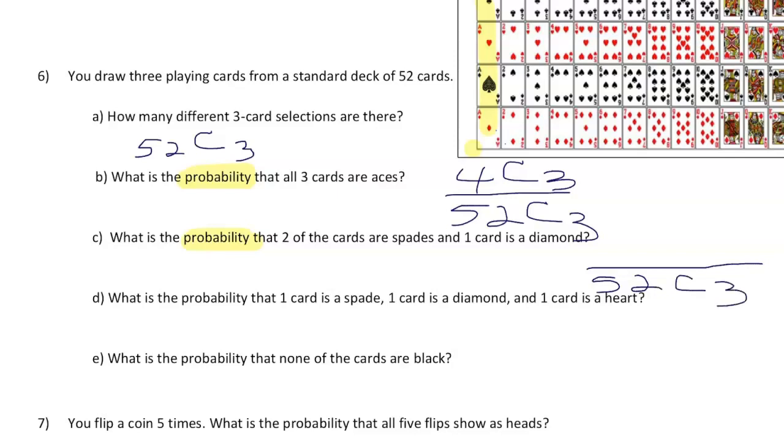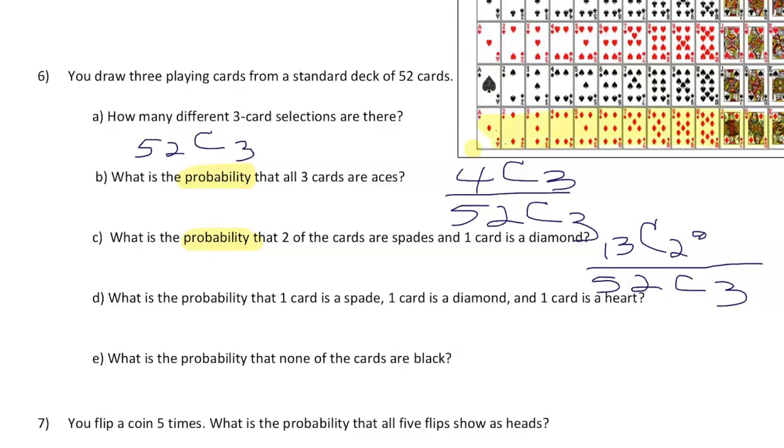Remember, order does not matter. Then if you know that 2 of the cards are a spade, well, the spades are all of these, right? There are 13 of them. So out of that hand, 13, I'm going to choose 2 times, and I need 1 card to be a diamond. So let me erase the spades, and here come the diamonds.